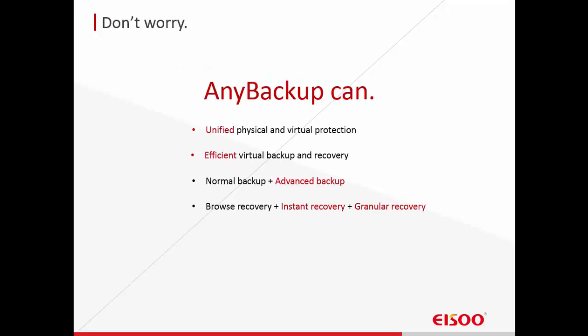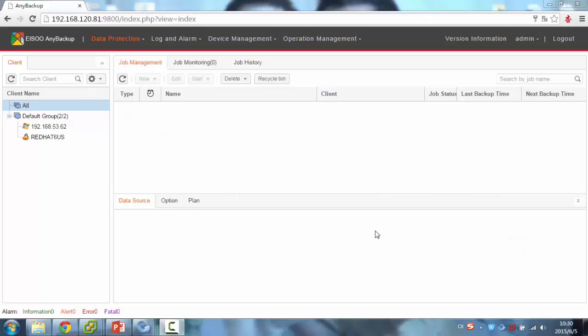Don't worry, AnyBackup can. It can not only centrally protect your virtual and physical machine, but can protect virtual machines efficiently as well. We have both normal backup and advanced backup. For normal backup, you can use browse recovery to recover the whole virtual machine, and for advanced backup, you can perform instant recovery for the whole virtual machine in minutes, or you can use granular recovery to recover a single file. Now let me show you how it does directly.